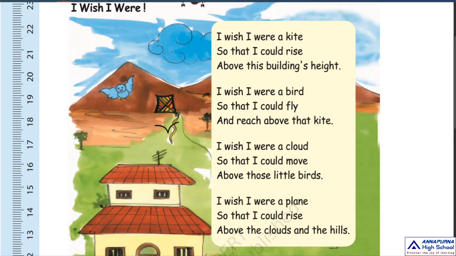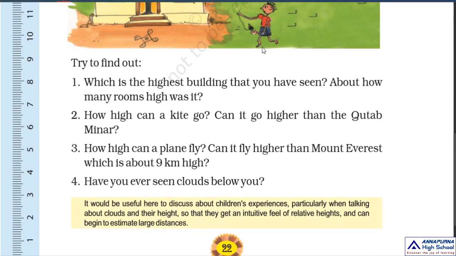Okay children, now let's try to find out. Below some questions are there. Which is the highest building that you have seen? About how many rooms high was it? Already we completed this one. In the textbook only we found it. Which is the highest building? Qutub Minar. So I am writing that one, the Qutub Minar. About how many rooms high was it? How many rooms high was it? What do we get? 24 rooms.